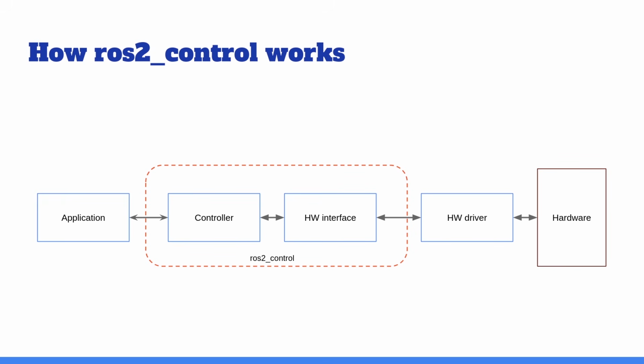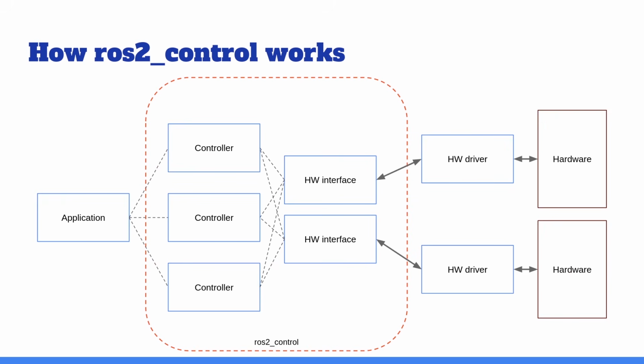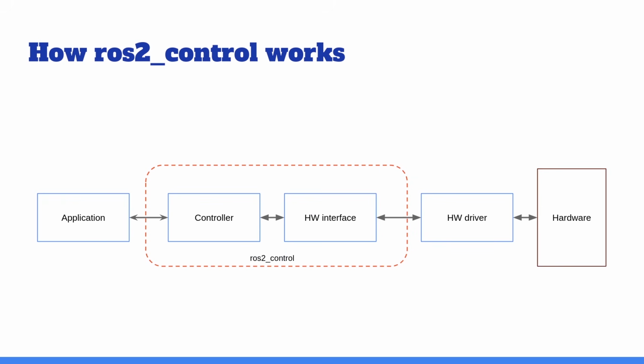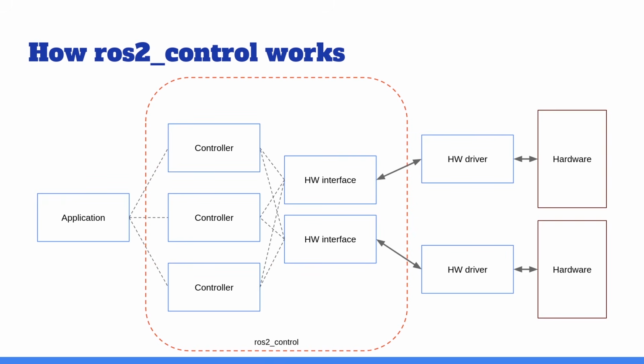Now, what you might see if you go to ROS2 control documentation is something like this. We don't necessarily have one controller and one hardware interface. We can have many controllers and many hardware interfaces. So if you have a complex robotic system with, for example, a mobile base, a robotic arm, some sensors, maybe even a simulation here and there, you can do all of that with ROS2 control. You can have many controllers that communicate with different hardware interfaces, which are also communicating with different hardware drivers. So ROS2 control is very modular, very scalable. You can do lots of things with it.